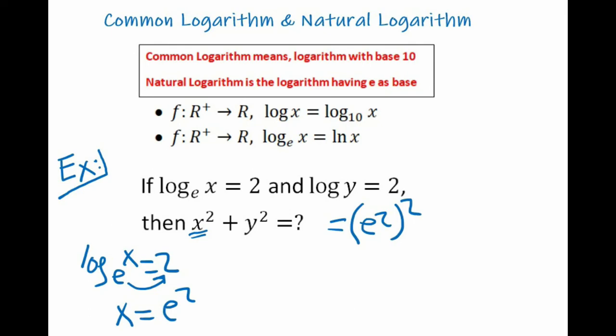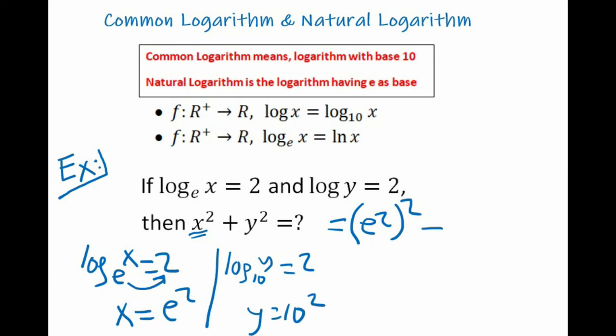And let's take a look at y from the second given term. We already learned that if there is no base written, like in logarithm of y is 2, then there is a hidden base, which is 10. So logarithm of y in base 10 is 2. Just apply the first rule of logarithm. So y is going to be 10 squared in this case.